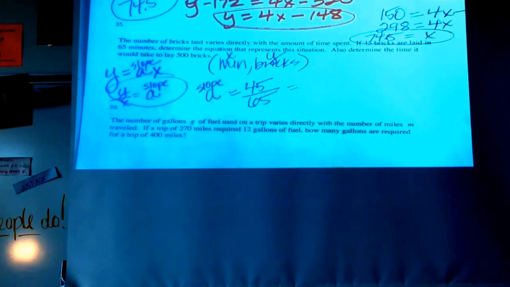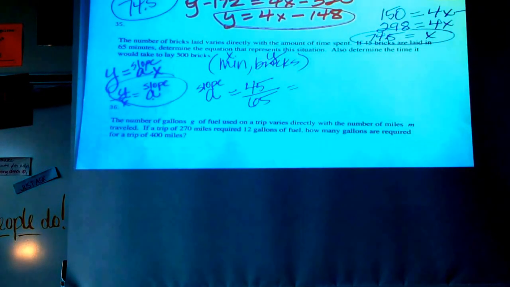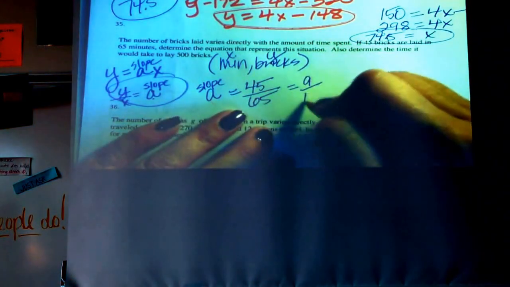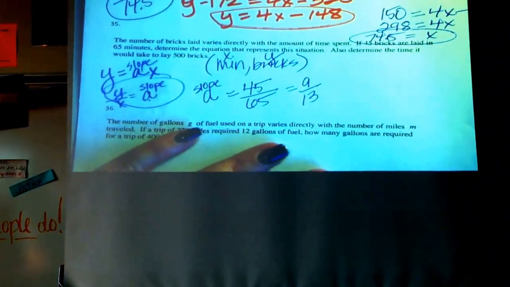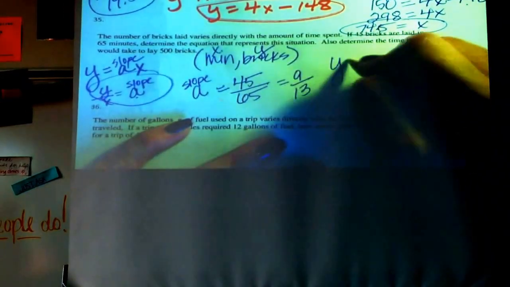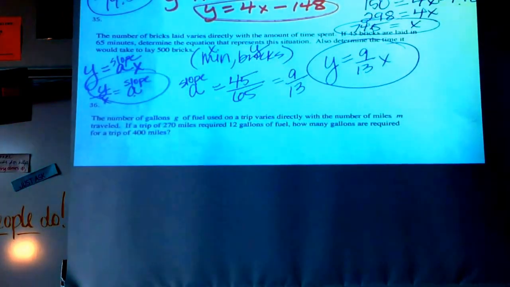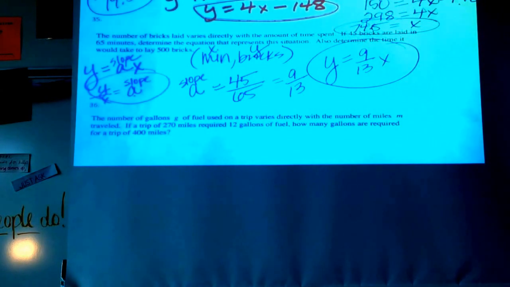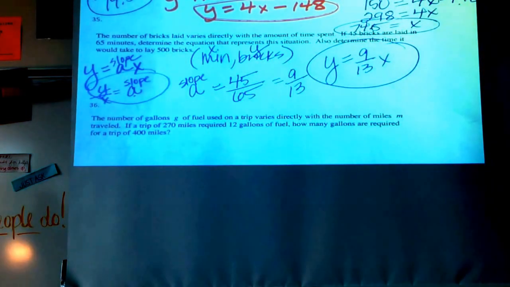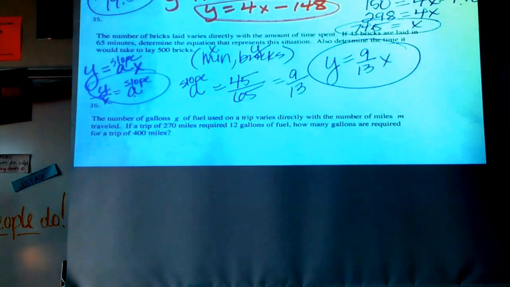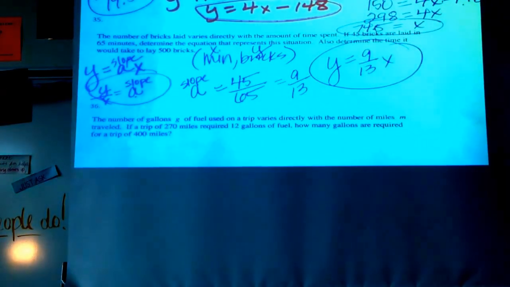45 over 65, I think, reduces to 9/13. I'm going to let math crack reduce that down for us. So the equation is y equals 9/13 x. That's it. How are they related? I feel like this direct variation has gotten to be kind of a big, confusing problem, and I want to put it back in a little neat, easy package.